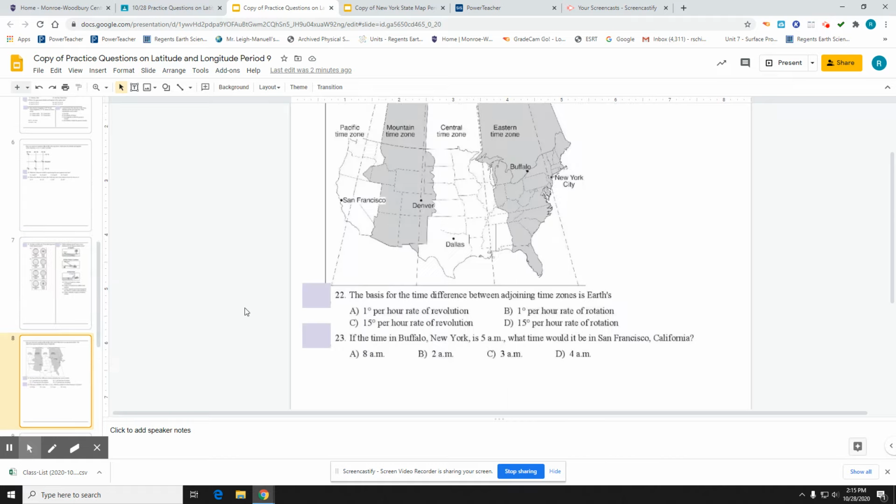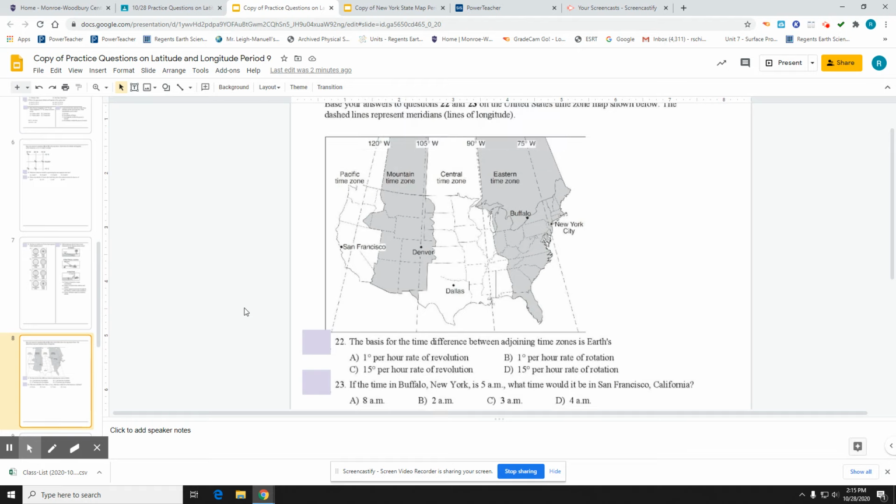Okay, time zone question. So here's our 4 United States continental time zones. The basis for the difference between the adjoining time zones is the fact that the Earth is spinning or rotating at a rate of 15 degrees per hour. So 22 would be letter D.